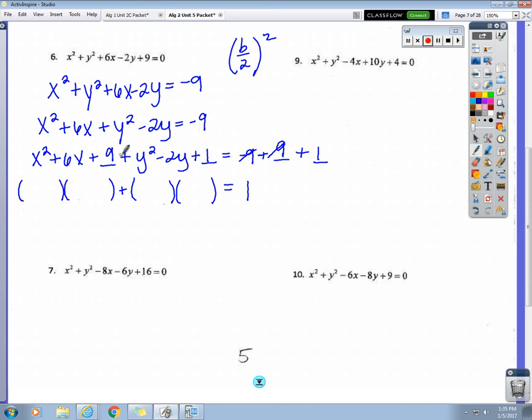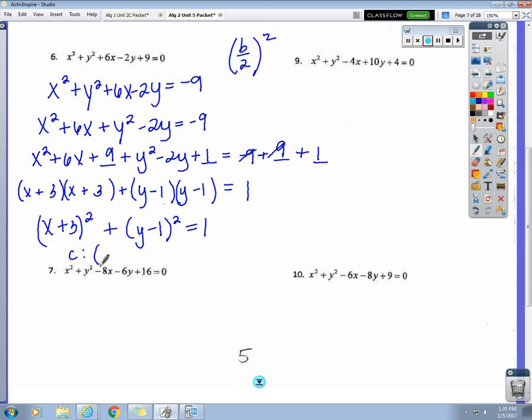The numbers that multiply to 9 and add to 6 are 3 and 3, and they both need to be positive. And of course, since you're factoring, you put x and x to make the x squared. So y times y, what numbers multiply to a positive 1 but add to a negative 2? Negative 1 and negative 1. Since they match, you can just write them once and square it. And so now we can see that the center is negative 3, positive 1. And the radius is 1, because the square root of 1 is 1.